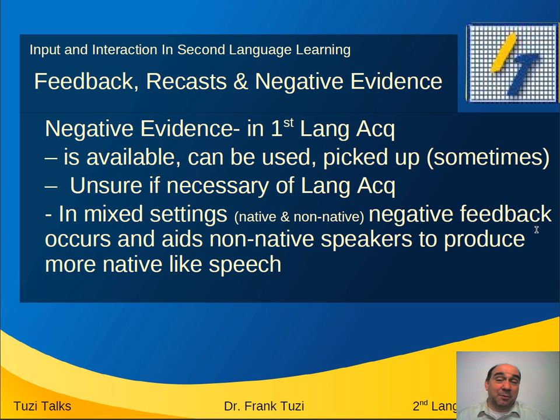Negative evidence in first language acquisition is rather interesting because it's available. You have things that can be used, it can be picked up by people sometimes, and so it's all there. However, we're not certain, we researchers are not certain that it's actually helpful with regard to language acquisition. How much is being in the environment simply going to be useful? How much are the innate capabilities useful? And then how much is the feedback, the recast, the social interaction component necessary for language acquisition? Unknown. In some mixed settings where you have native speakers and non-native speakers, there is some negative feedback that occurs, and it aids non-native speakers to speak more like native speakers.